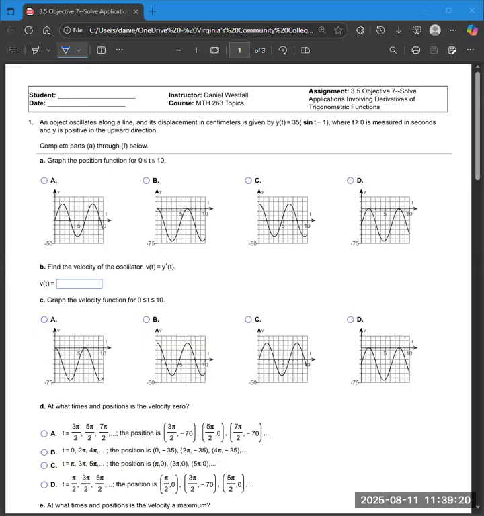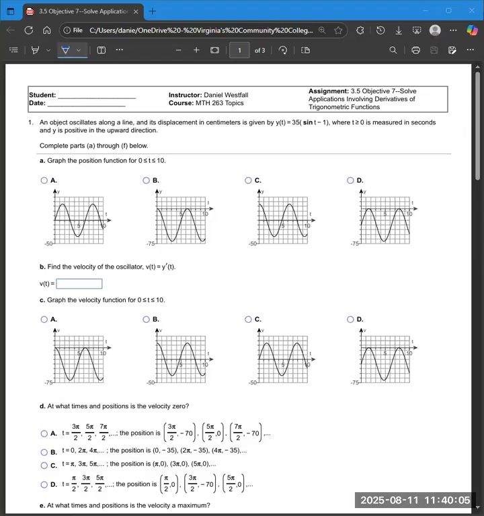All right, in this video, we're going to talk about 3.5 Objective 7, where we solve applications involving derivatives of trigonometric functions. An object oscillates along a line, and its displacement in centimeters is given by the function y of t is equal to 35 times sine of (t minus 1), with the 35 on the outside, where t is greater than or equal to 0, meaning probably that t represents time. Yep. t is measured in seconds, and y is positive in the upward direction, right?